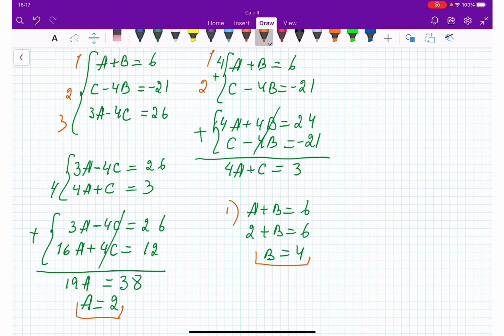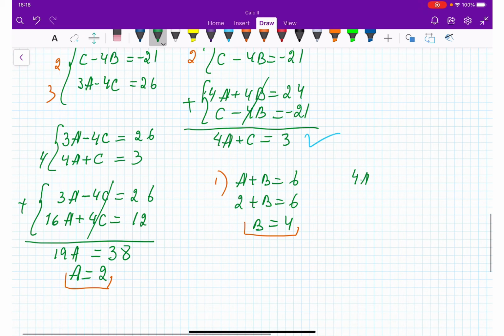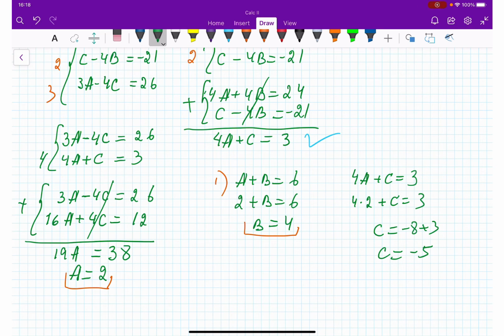And now to get C, I'll take 4A plus C equals 3, this one. A is 2, so 4 times 2 plus C equals 3. C is equal to negative 8 plus 3. C is equal to negative 4.